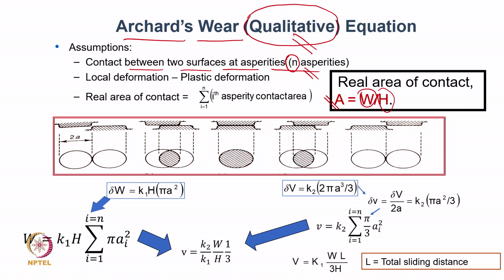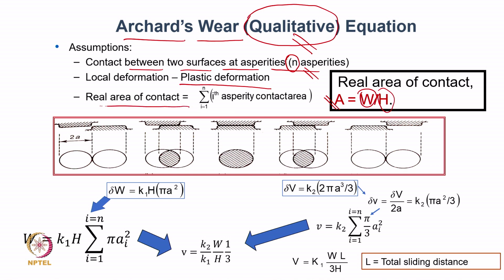Again, it may continuously vary because there are very high peaks and very low peaks, so there will be variation. However, for an instant, we assume that there are n asperities. Again, the assumption is plastic deformation. We already mentioned that plastic deformation is going to happen at a couple of asperities, but there is a possibility of elastic deformation at other places.